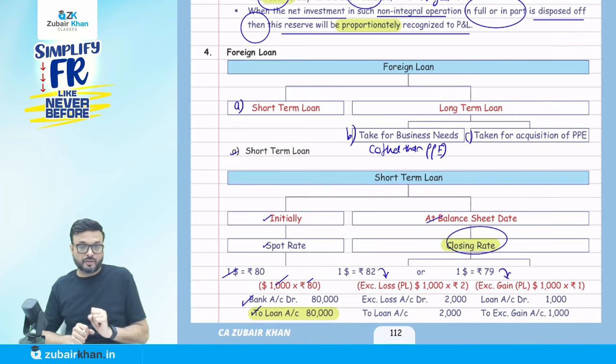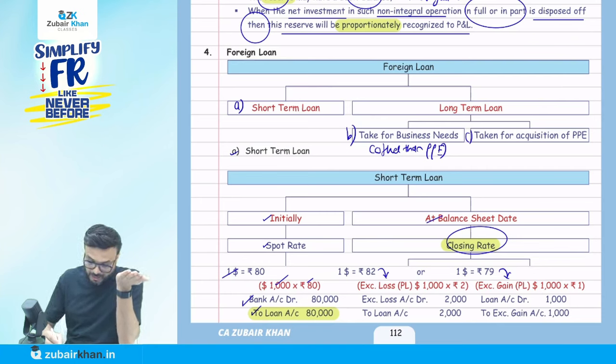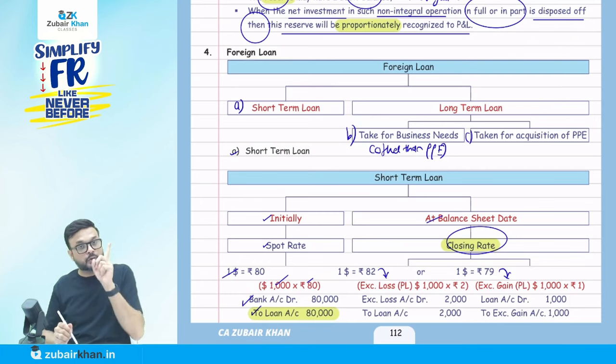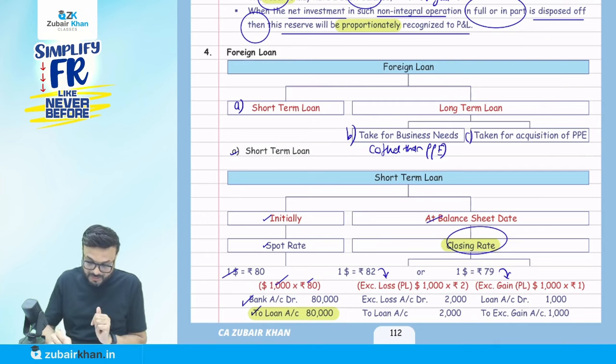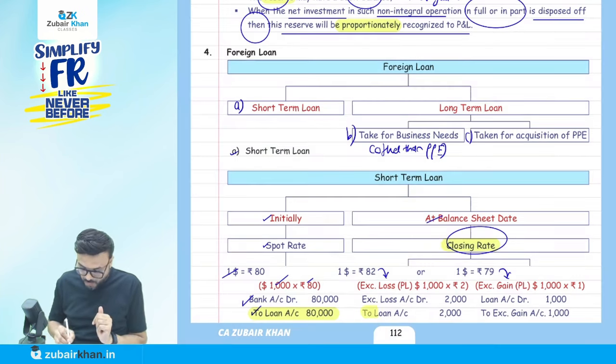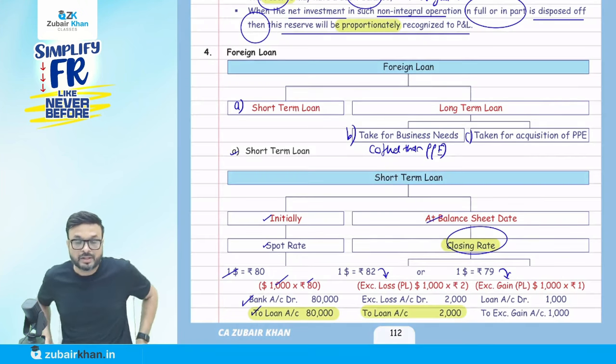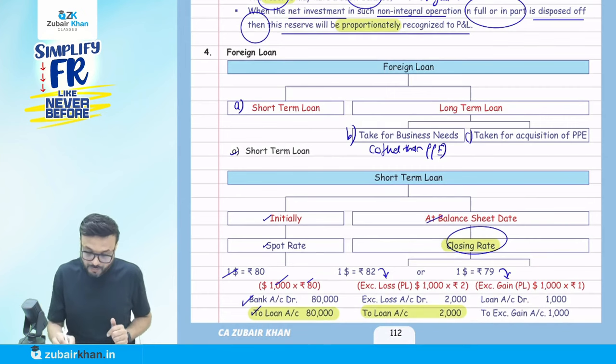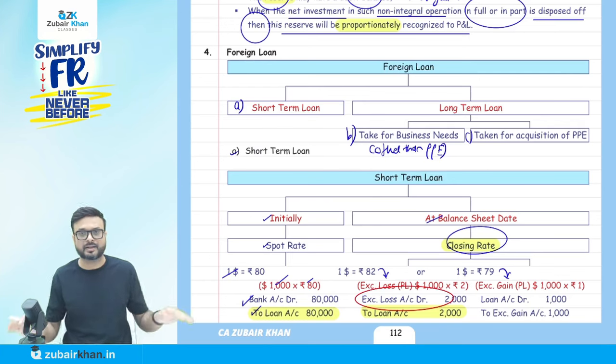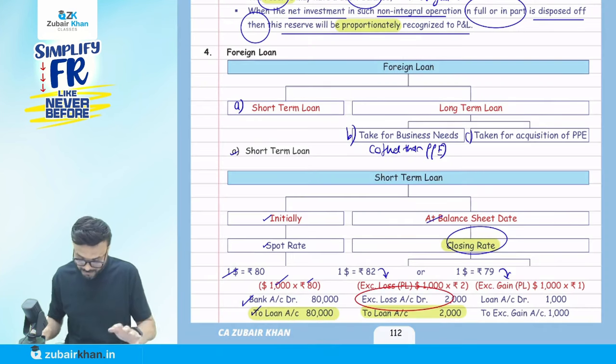Now, for $1 of loan, I'm not liable to pay 80; I'm liable to pay 82. The loan is a monetary item, so we have to increase the value. How much additional do we have to pay for $1? Rupees 2. Initially recognized at 80, I have to increase by 2, so the loan will be increased by rupees 2 multiplied by $1,000, that is 2,000. Where will this exchange loss go? It will go to the profit and loss account. Simple.